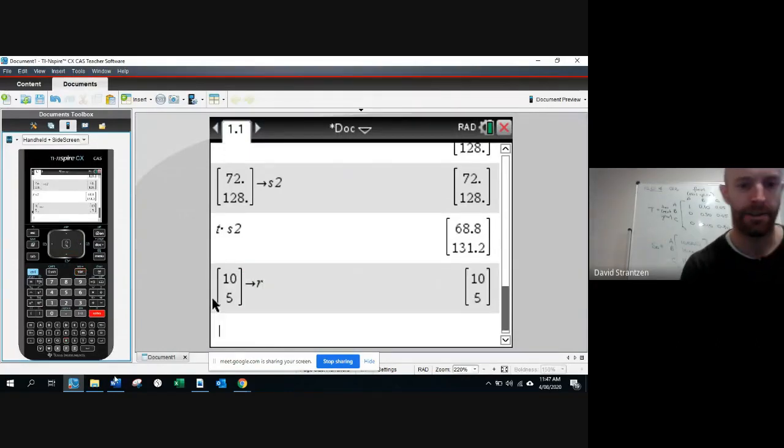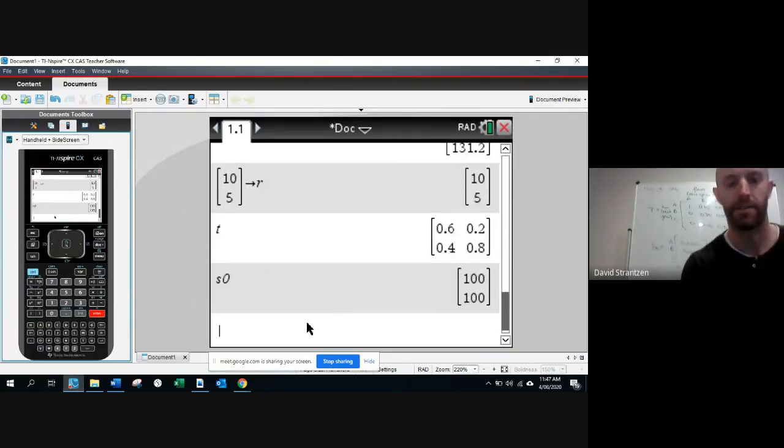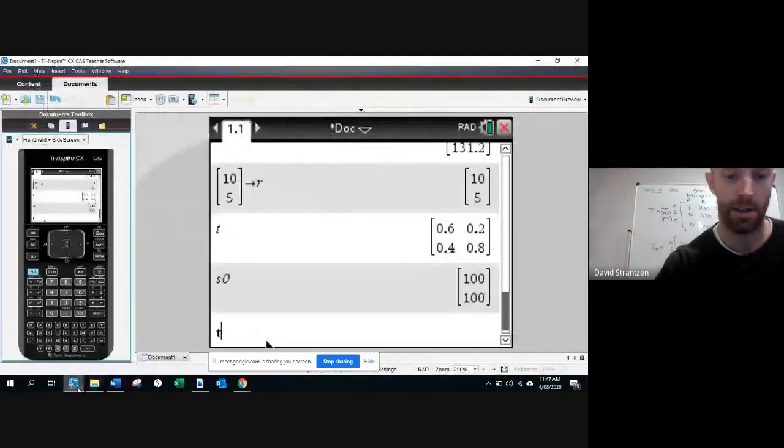Okay. And I've still got T and S0 stored in the calculator, so I can still use them. So we want to work out S1 first. My rule says that S1 is going to be T times the previous state, which is S0, plus R. So T times S0 plus R.